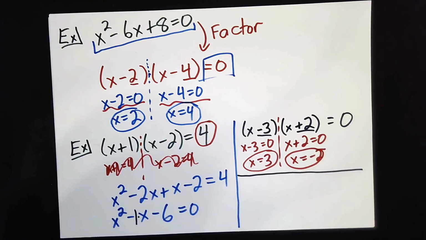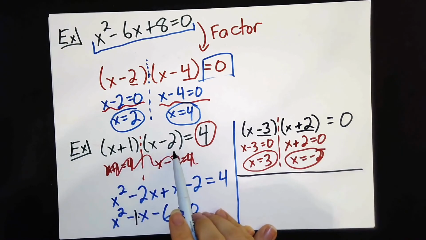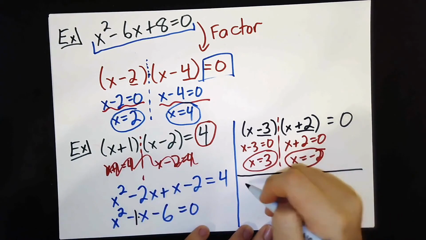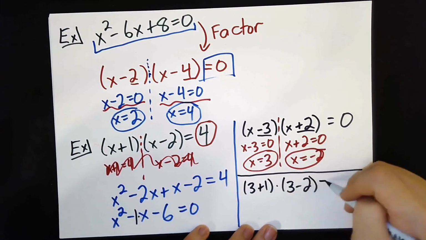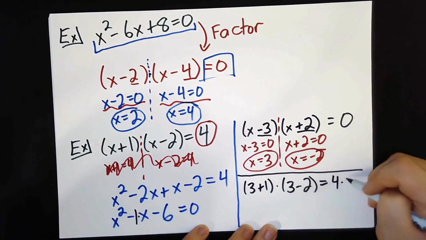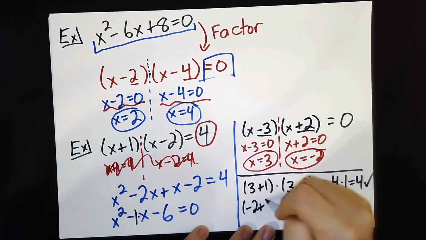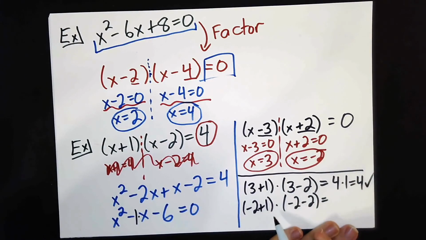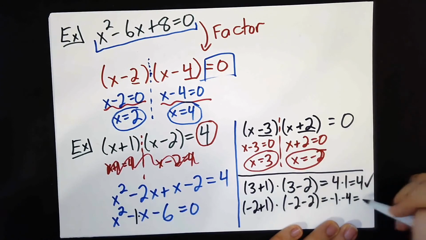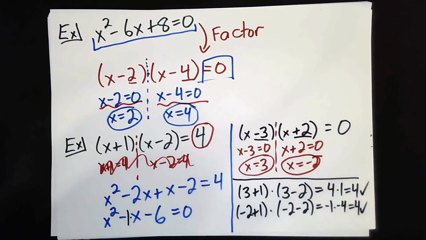Again, I want to point out to wrap up this first video that I can go back and check that both of these are solutions by plugging them into the original equation. So for example, if I plug x equals 3 into this, I'll get 3 plus 1 times 3 minus 2. And what is that? That's 4 times 1, which is 4. And that works. And if I plug minus 2 into this original equation, I'll get minus 2 plus 1 times minus 2 minus 2. That's going to be minus 1 times minus 4. And that's also going to be 4. Okay. So again, we can check our answer here.